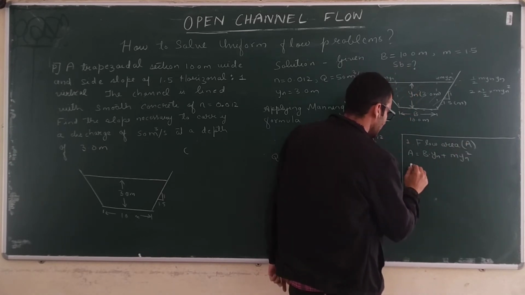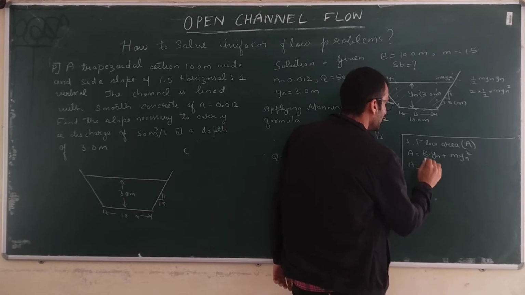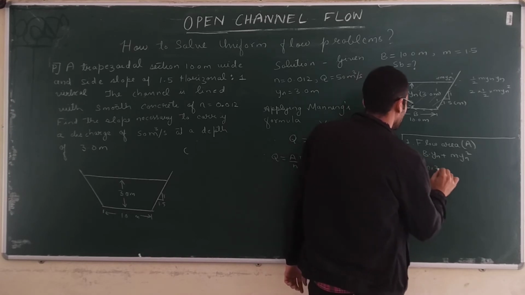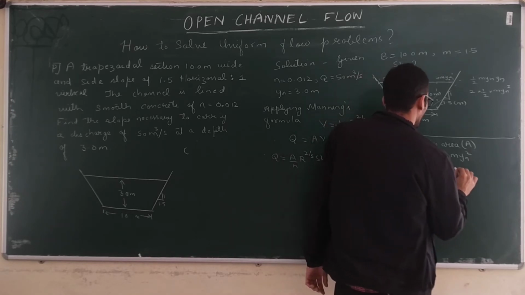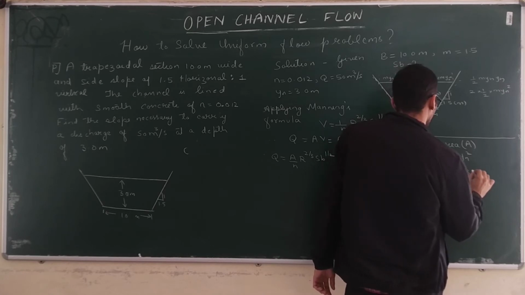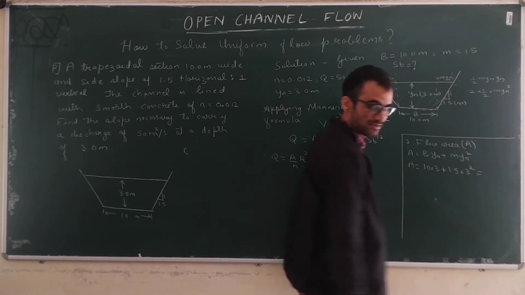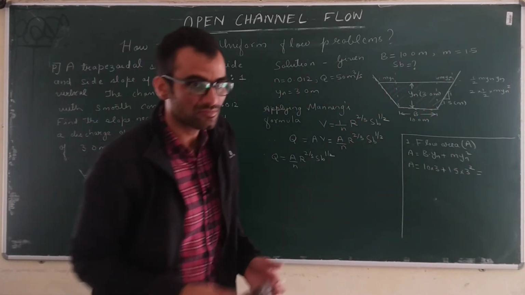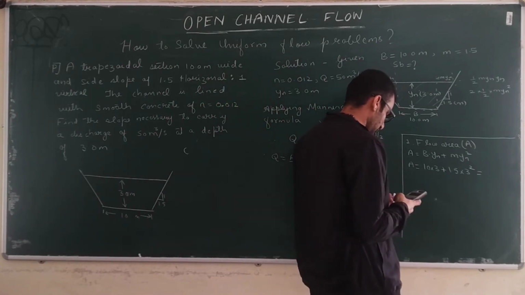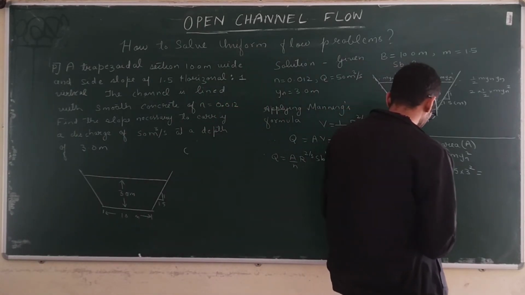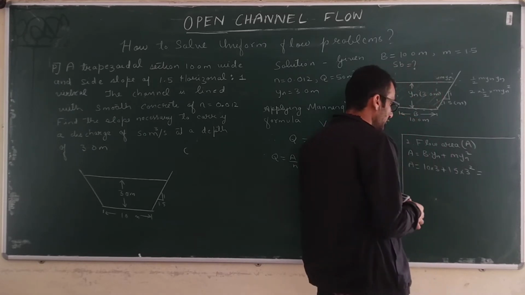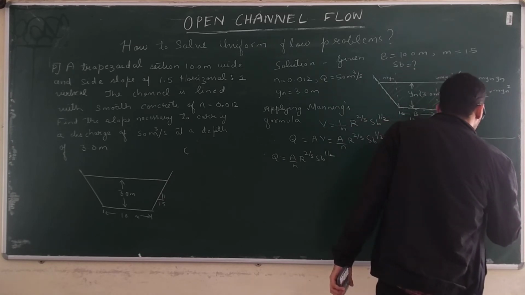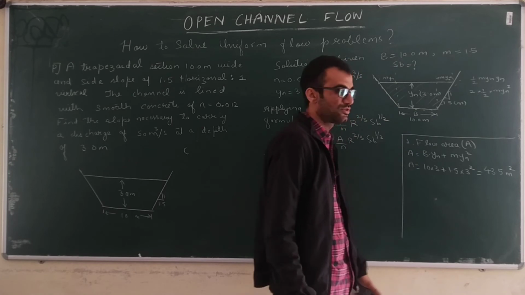So let's find out this area. B is 10, y_n is 3, plus m is 1.5, the side slope, into y_n, which is 3 square. So that is 10 into 3 plus 1.5 into 3 square, so 43.5 meter square. This is the flow area.